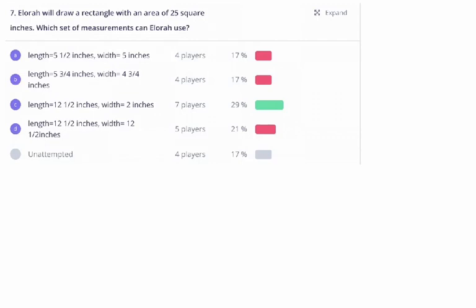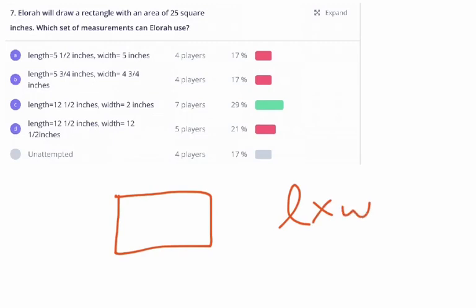Okay, for this question, it says, Elora will draw a rectangle with an area of 25 square inches. Which set of measurements can Elora use? So we have a rectangle. And remember, to find the area of a rectangle, we do length times width. So we need to know what number can you times by another number to get the 25 square inches. So we would need to work each of these out. So the first one, 5.5 times 5.